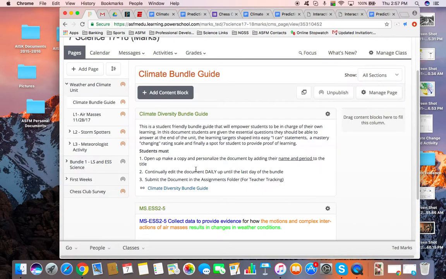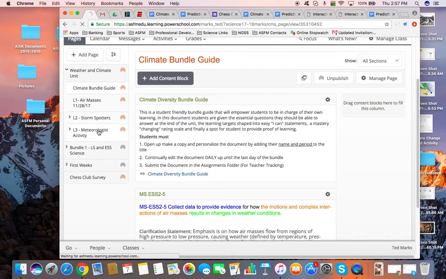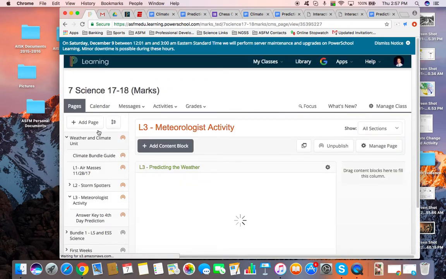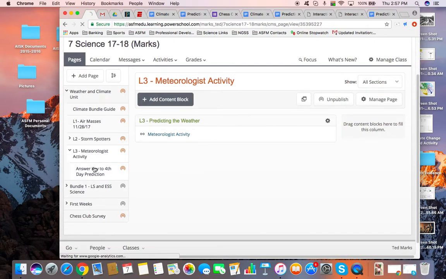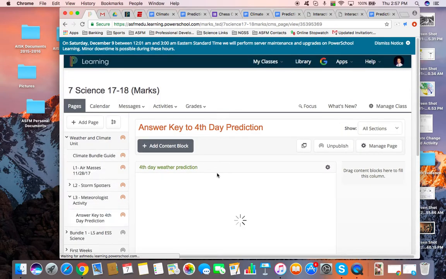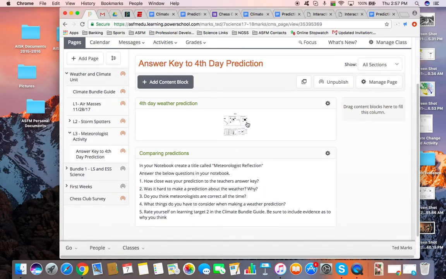When you're done that, you go into the meteorologist activity and you can look at the answers. The answer key is here. I don't want to open it up because I don't want you to look at it until you've actually predicted the weather using the knowledge that you have. And then I want you to answer these questions here in your notebook. So the drawing is in your notebook, and you're answering these questions in your notebook.